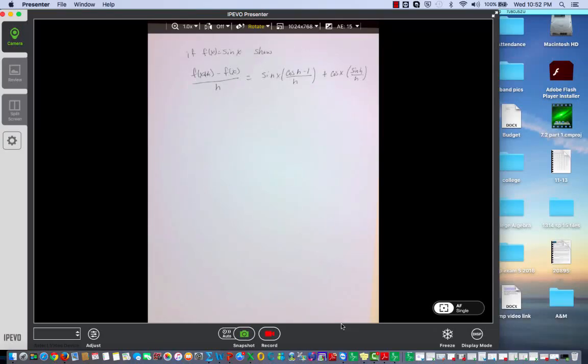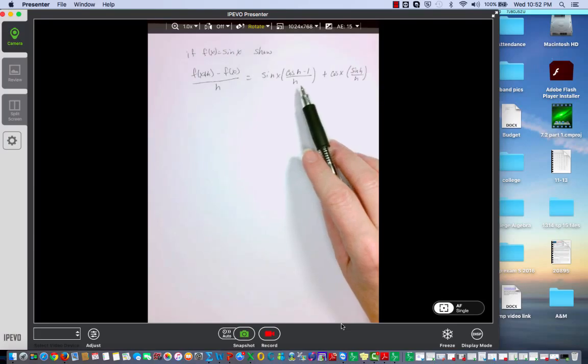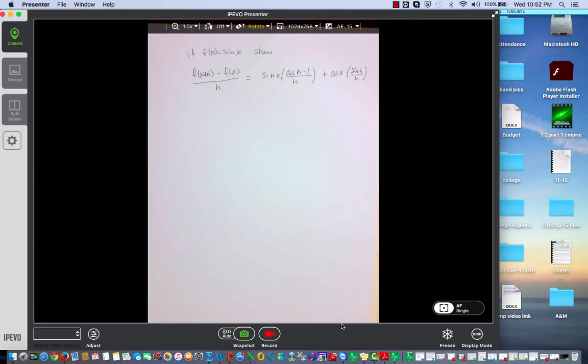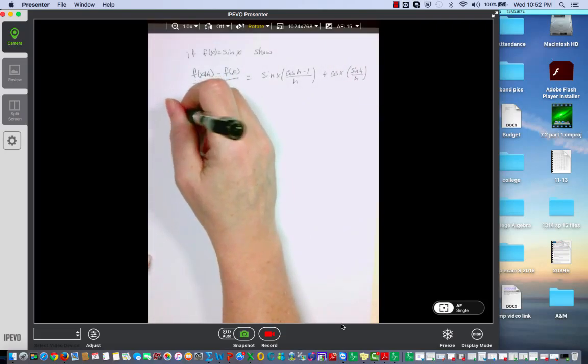Okay, so now we're working on part 2 here. If f of x is equal to sine x, we're going to show that f of x plus h minus f of x over h equals sine x times cosine h minus 1 over h plus cosine x times sine h over h. So we're going to start with our left-hand side.